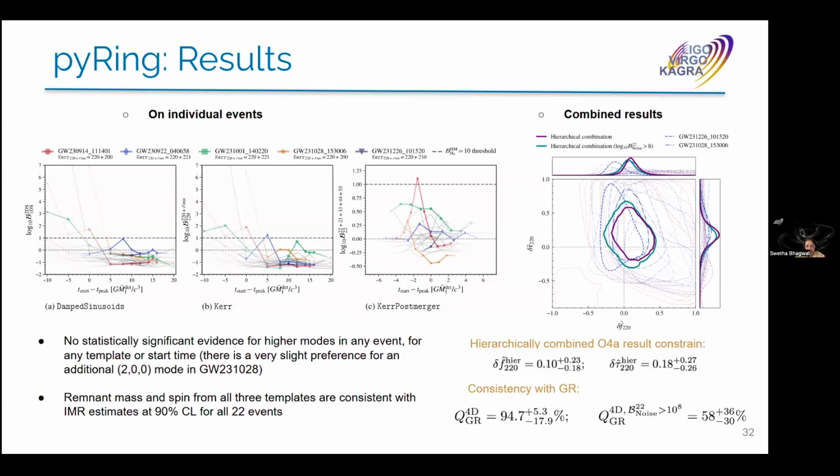The 4D hierarchical GR quantile, combining both the mean and the standard deviation of the distribution of the deviation parameters, is denoted here by Q4D GR. The error bars here are obtained via bootstrapping. The thing to note over here is this value is pretty high, and further study needs to be done to clarify this. However, there is no overall significant evidence of any deviation from GR that we can claim.